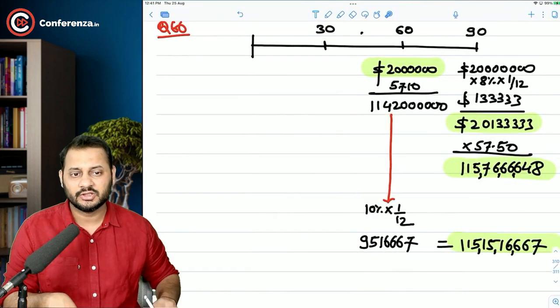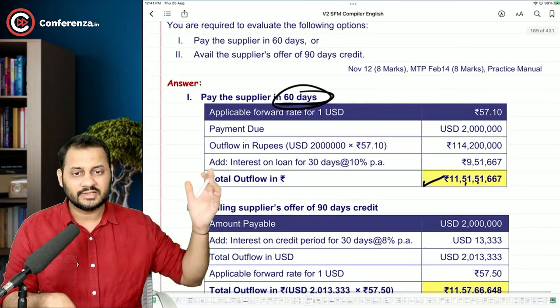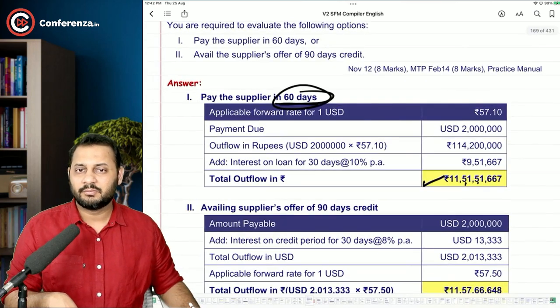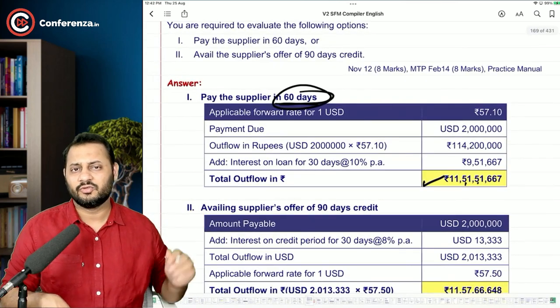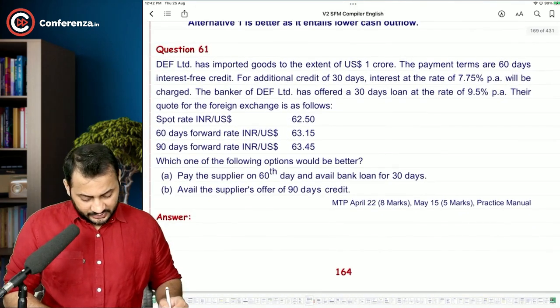Which option will you choose? 11 crore 51 lakh. That's it. Pay the supplier in 60 days because of the lesser outflow. These types of questions are easier to solve. Now the next question.